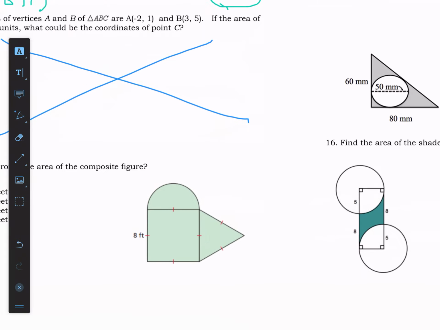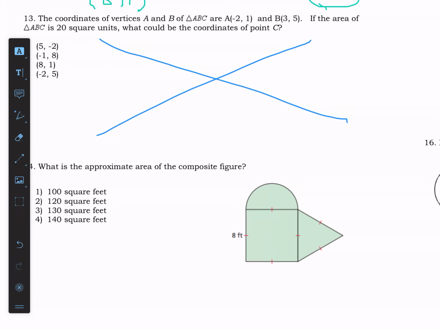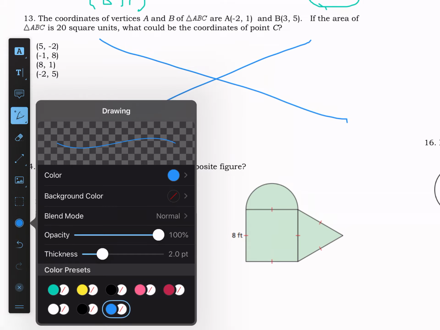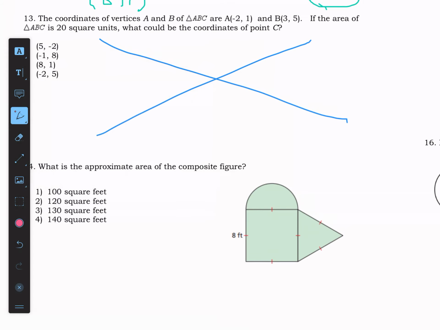Okay, so, all right, what is the approximate area of the composite figure? Okay, so we have this little figure over here. These markings tell us that we have congruent sides, and our figure is made up of 3 pieces, our composite figure. We have a square, we have a semicircle or a half circle, and we have a triangle. So we need to figure out the area of each one of these pieces and then add them together, okay?